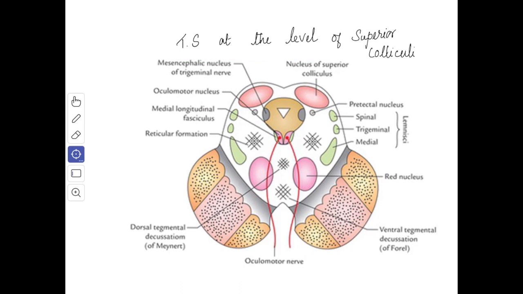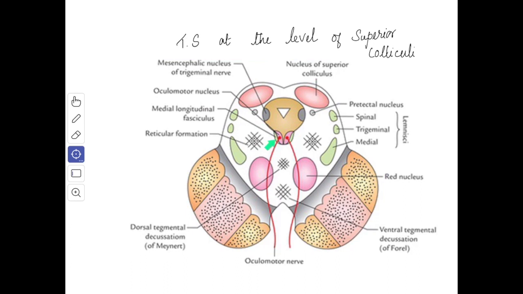Next we'll see about the white matter at the level of the superior colliculi. So first we'll see the decussation of the tectospinal and tectobulbar tracts arising from the superior colliculi, forming the dorsal tegmental decussation of Meynert. Then you have the decussation of the fibers of the rubrospinal tract arising from the red nucleus, forming the ventral tegmental decussation of Forel. So you have a ventral tegmental decussation and dorsal tegmental decussation.